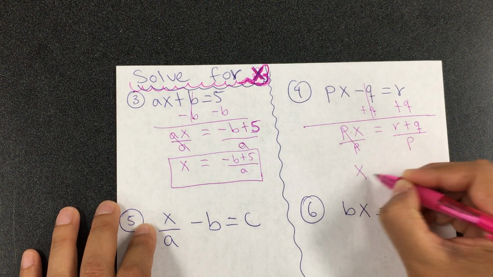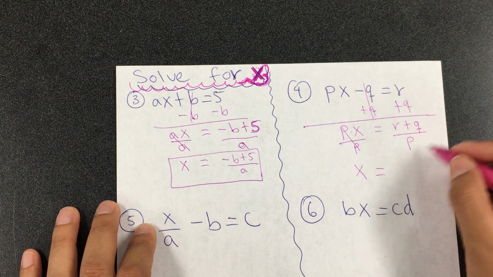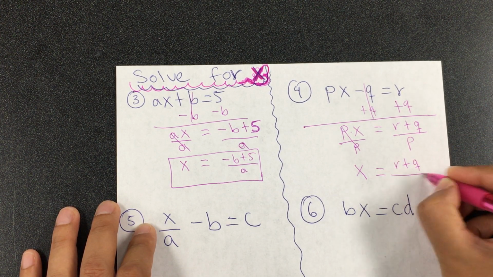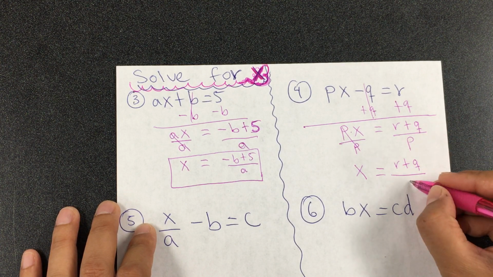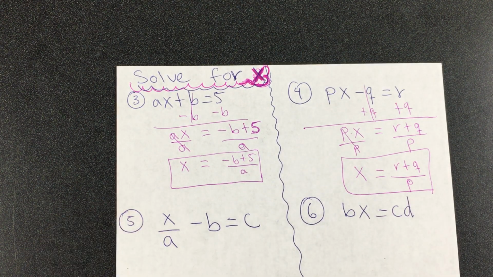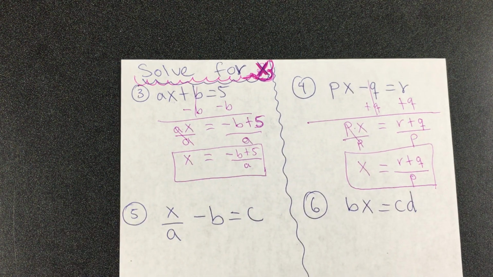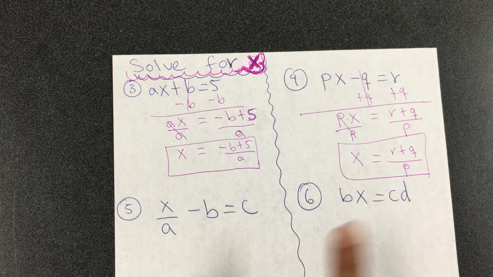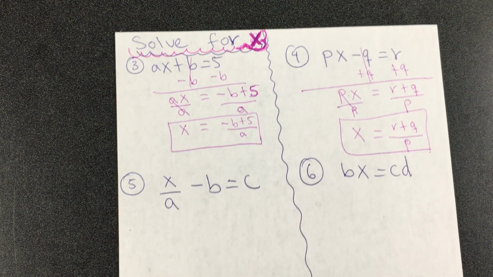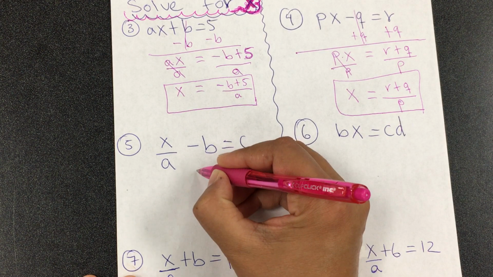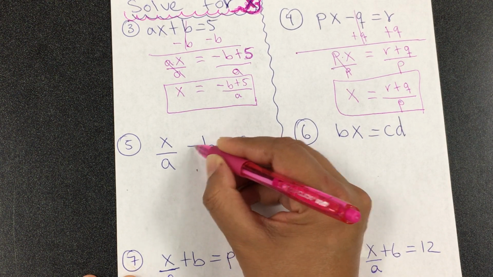And so X is equals to nothing to be simplified, so you just bring it down the way it is. R plus Q divided by P. Okay, and that's going to be my answer. So basically in here you're just doing opposite or inverse operations. The only difference is that in here we cannot combine, they're variables only, so you leave them as an expression.